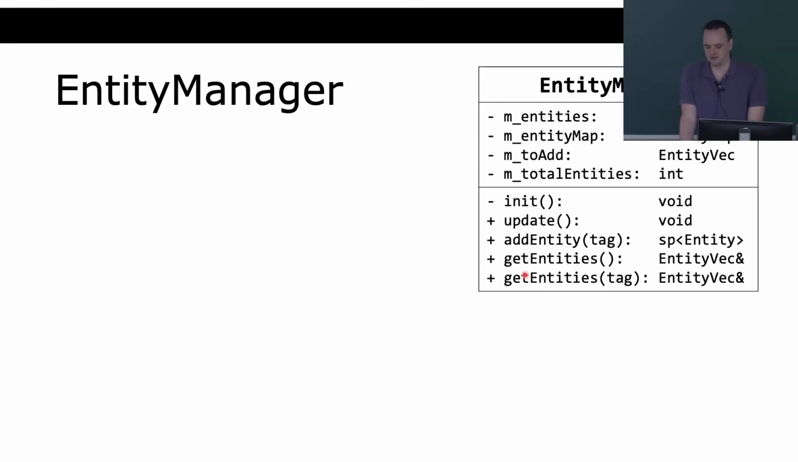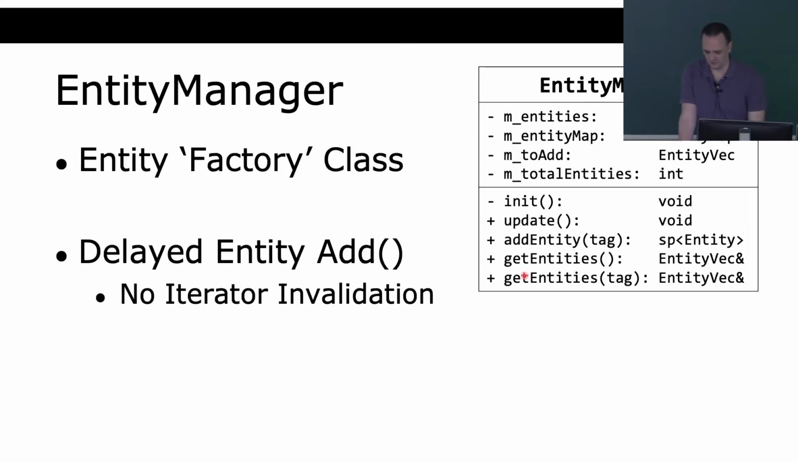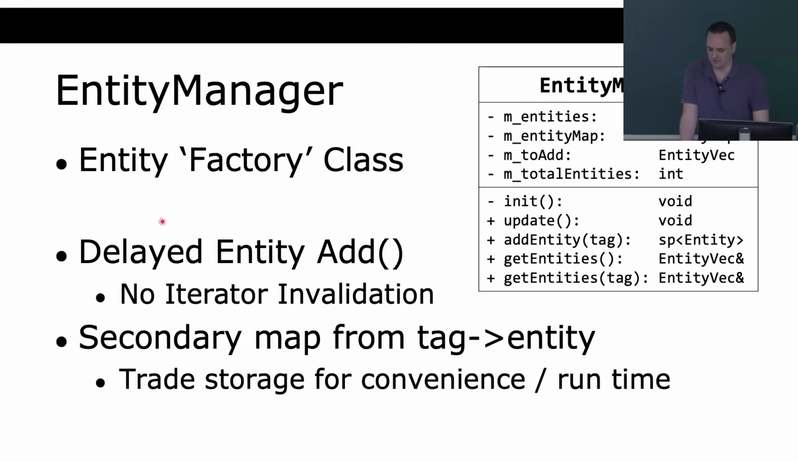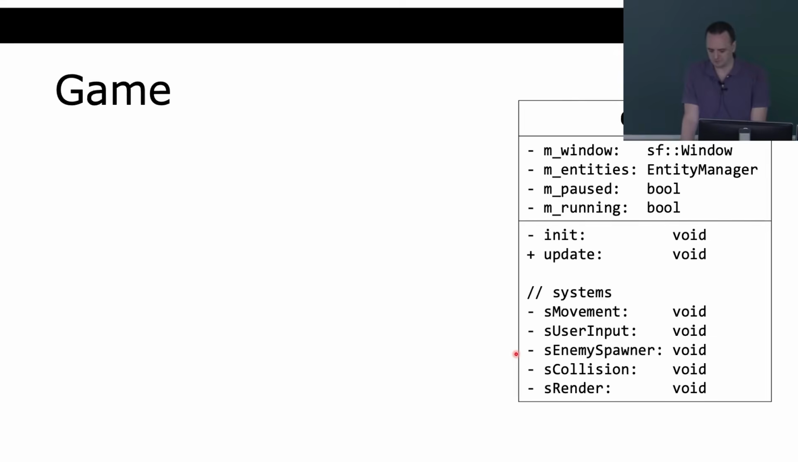And the entity manager, again, is like a factory class. We implement this delayed add and remove functionality, and we also have a secondary map from tags to entities such that we can now do things like give me all the bullets, for example. The entity manager will also be staying the same for the remainder of the class.